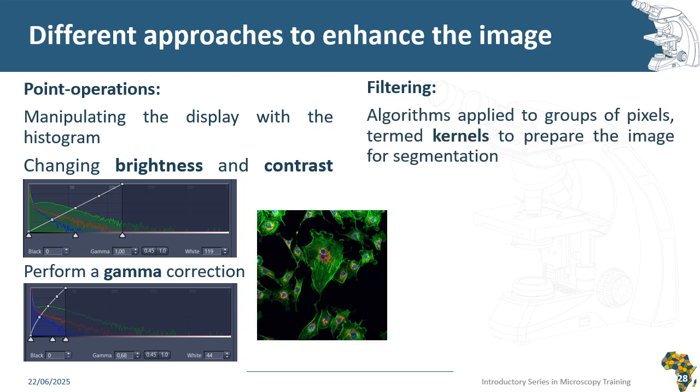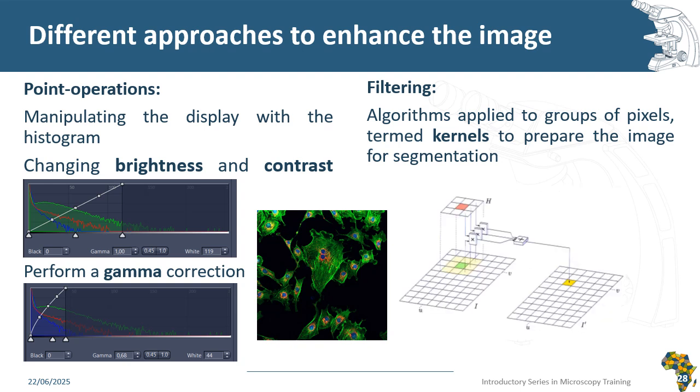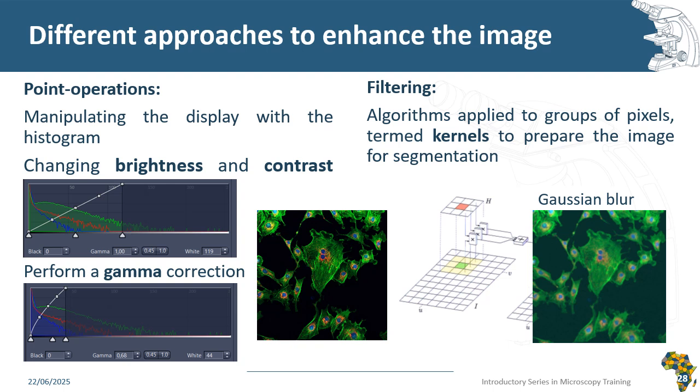On the other hand, filtering algorithms are applied to a group of pixels, to a neighborhood. Those groups of pixels are called kernels, and they are different from point operations because they consider a group of pixels together, and of course their intensities, not just the pixel itself but the pixel with its neighborhood. So a pixel is changed considering the pixels around it. For example, one famous one is the Gaussian blur. This kind of approach can be useful to have a better, easier segmentation step.